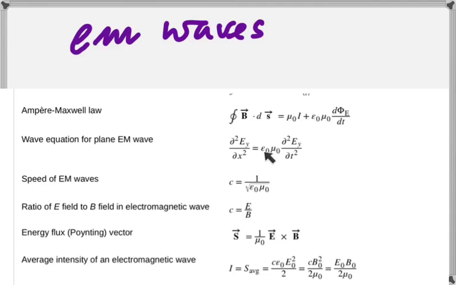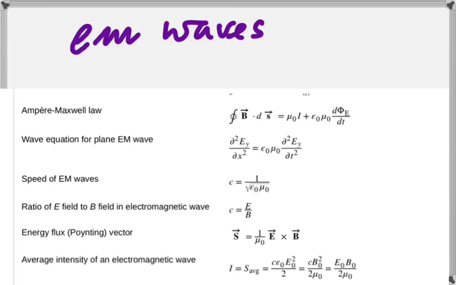This is an electrostatic property. This is a magnetic property, right? And that's why, I hope you remember this formula, the speed of electromagnetic waves is 1 by square root of those two terms multiplied. This is a very important idea. Now remember, this can be E by B or E naught by B naught.